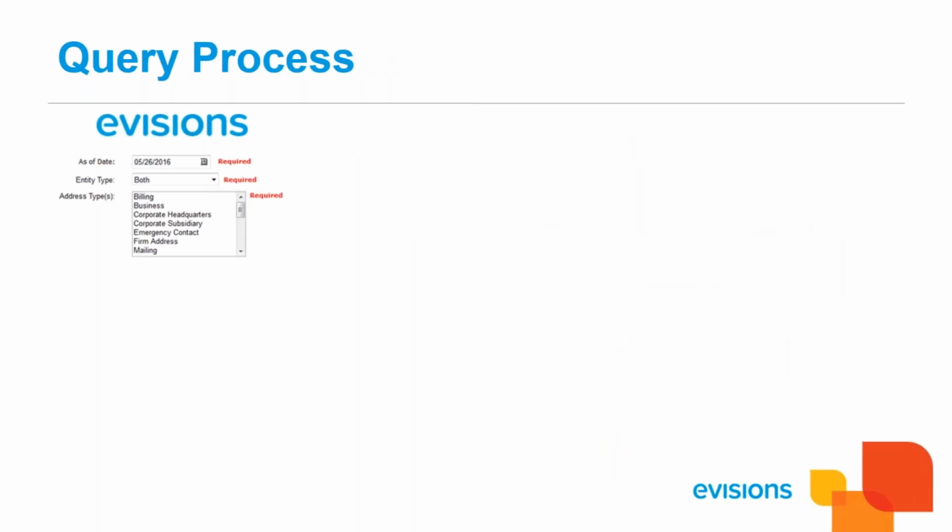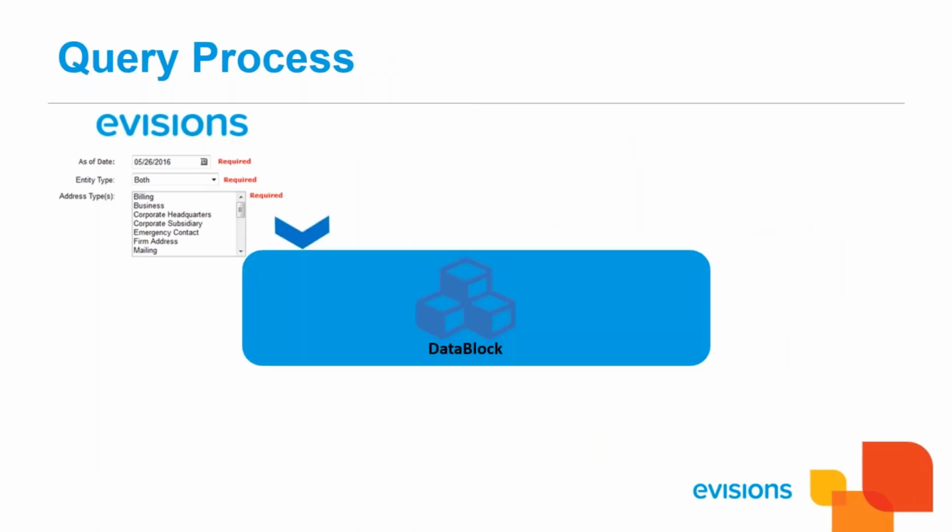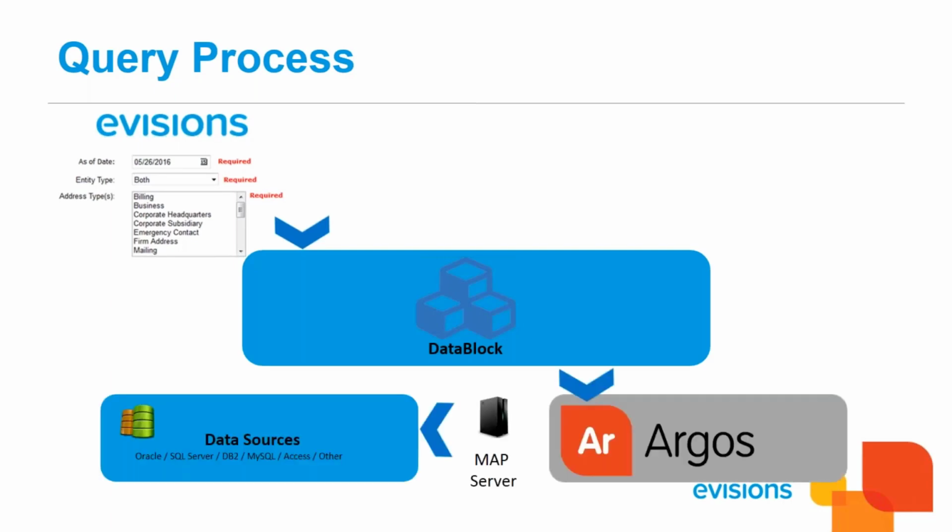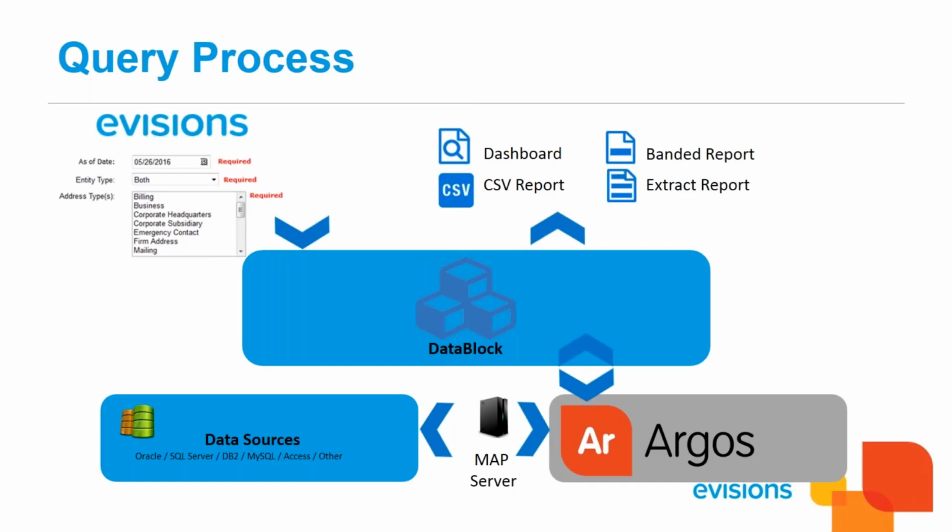In the query process, we enter our search parameters. The data block will then incorporate the criteria into a query. The query is sent to the data source for processing. The requested records are passed back through Argos to the data block. The data block will then process the information and build the report with the format that was selected.